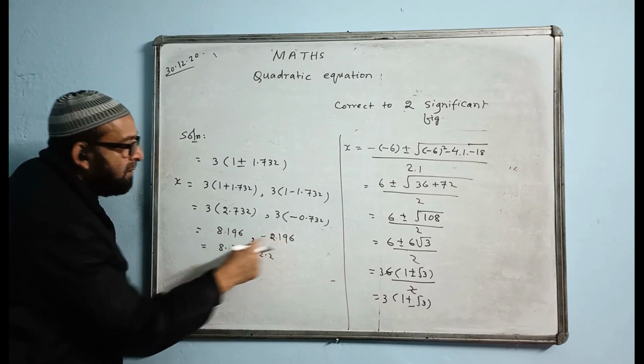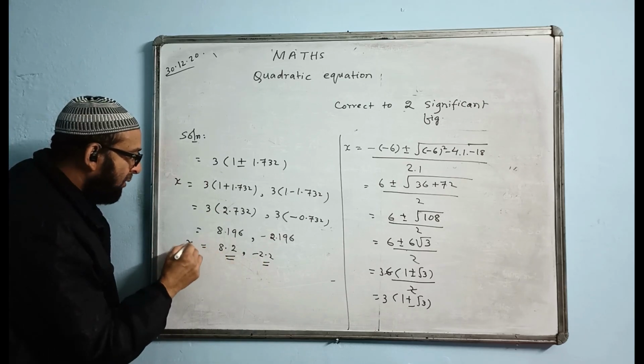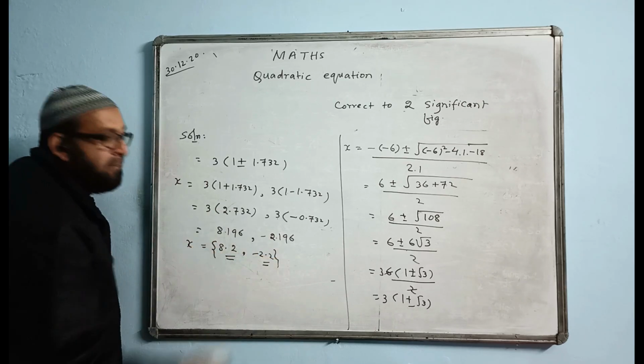9 is making this number 2. So this is the answer. This one and this one is the answer. We can put the answers in curly brackets like this.